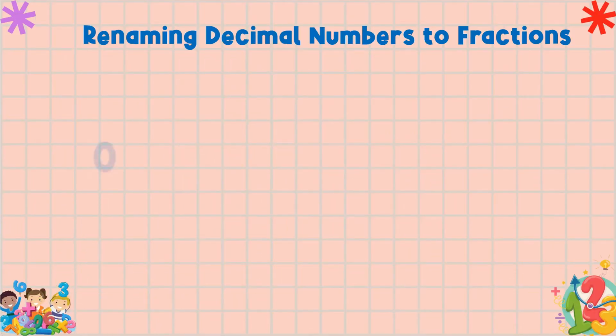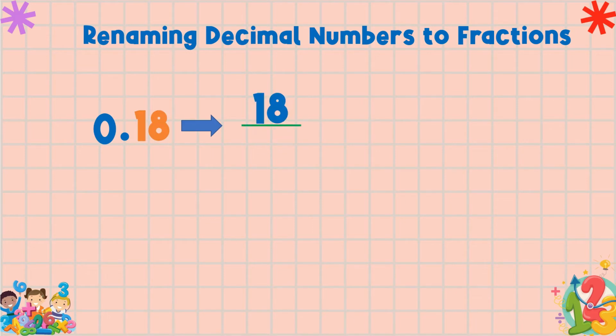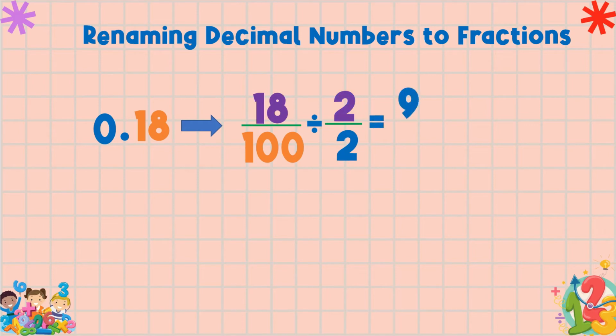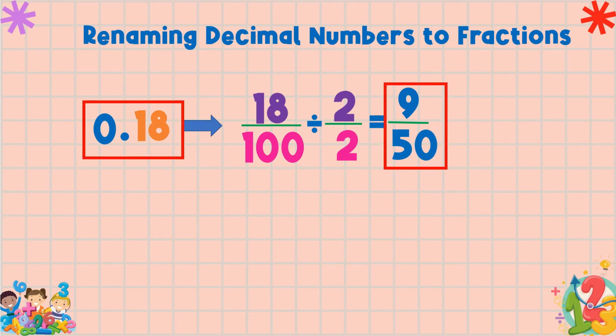Another example, 0.18. So we're going to write 18 as our numerator, and for the denominator, it is 100 because we have 2 digits in our decimal number. Are there any common factors between 18 and 100? Yes, you are right. 18 and 100 are both divisible by 2. So 18 divided by 2 is equal to 9, and 100 divided by 2 is equal to 50. So 18/100 is equal to 9/50.